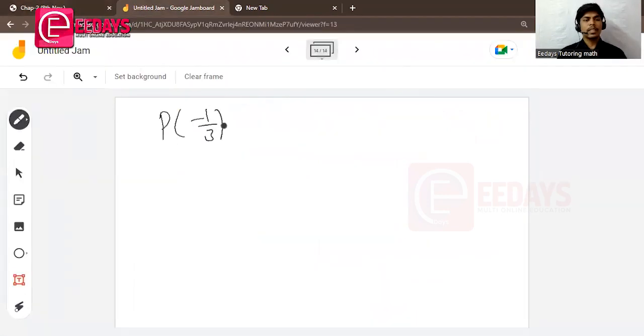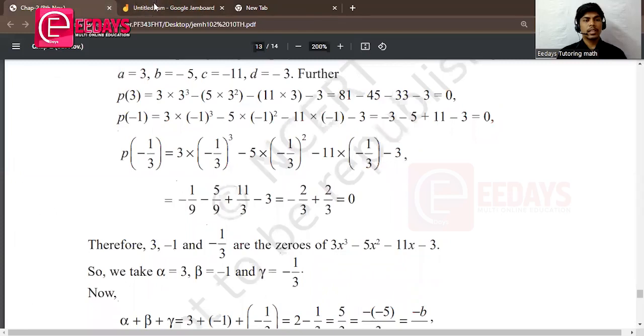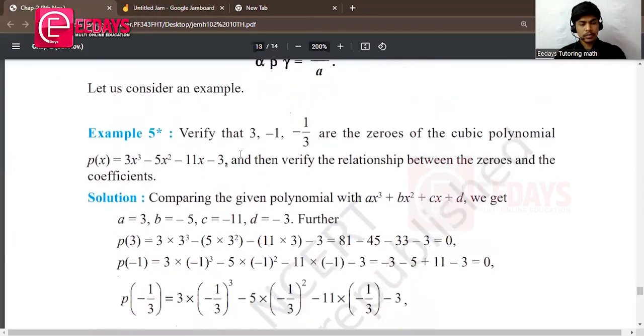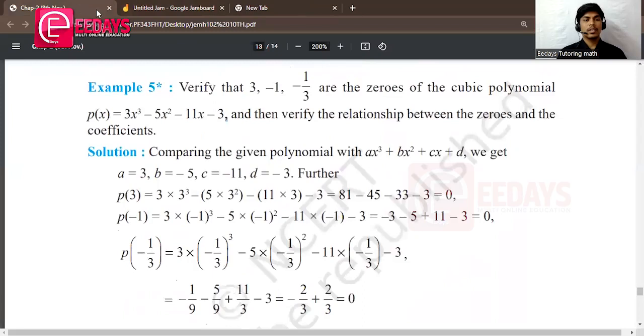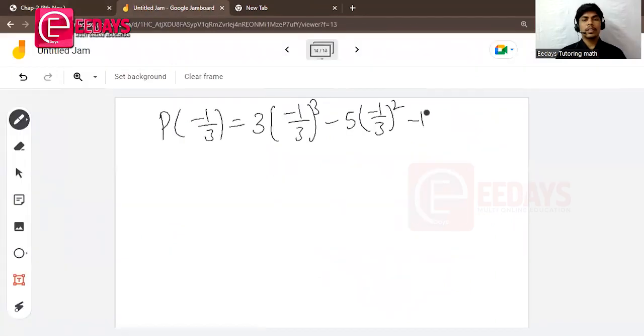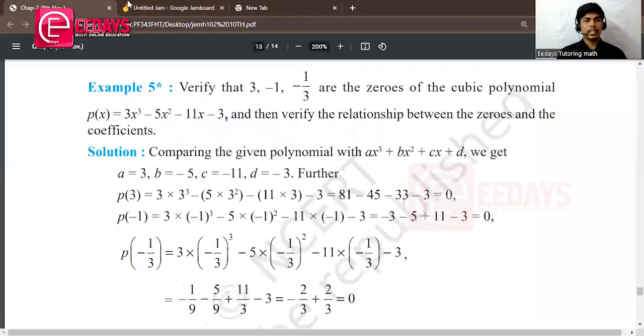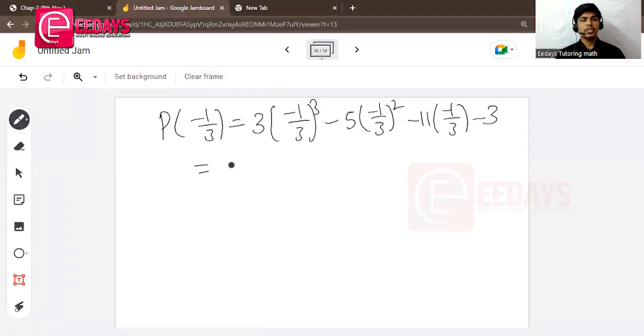P of minus 1 by 3. Substitute in the equation. What is the equation first? 3x cube, that is 3 into minus 1 by 3 whole cube, minus 5x square, that is 5 into minus 1 by 3 whole square, minus 11x, that is 11 into minus 1 by 3, minus 5 or minus 3? Minus 3. Okay. Now let's do the simplification.